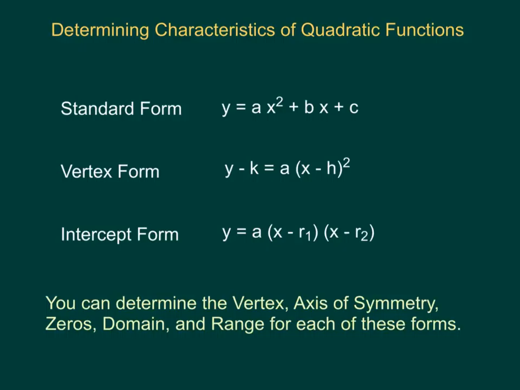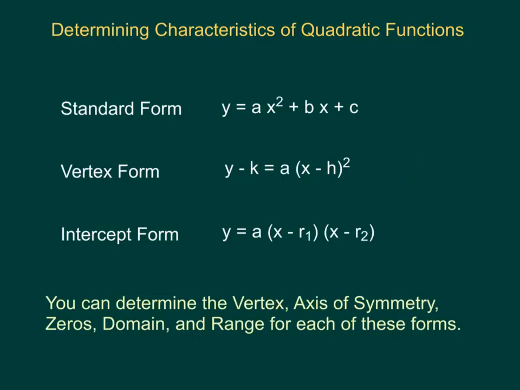Now, in the first equation I have an a, b, and a c, which all tell me different things about the function, but the most obvious one is the a, which is actually repeated in the other two forms as well. And all three of those a's tell me the same thing. If a is positive, my parabola will open up like this. If my a is negative, my parabola will open down like this.